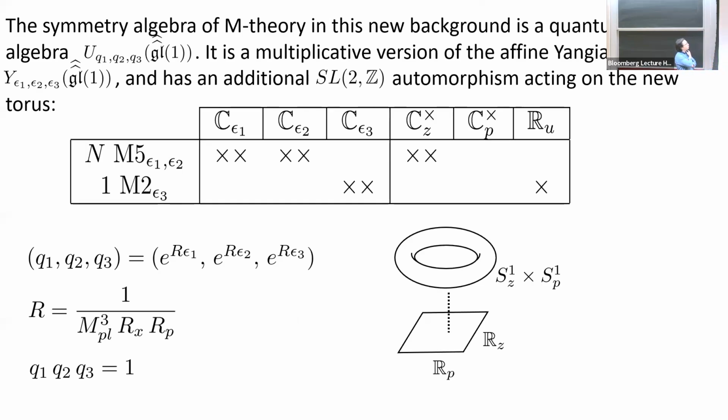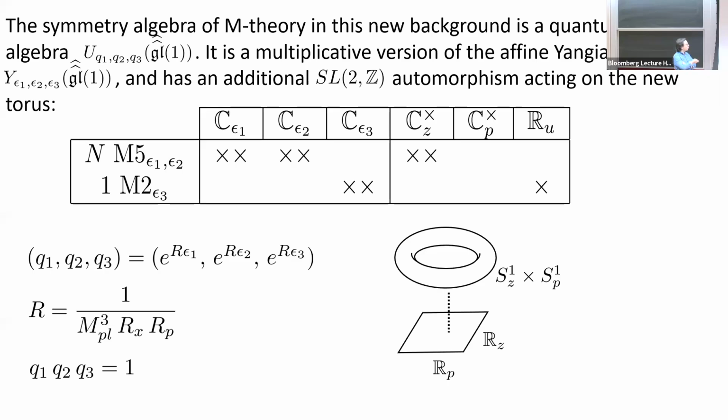So the symmetry algebra of M theory in this new background is now called a quantum toroidal algebra. Again, it depends on the same three parameters. All I'm going to do is write them in this multiplicative notation, where the epsilons are all here. The product of all q's is 1. That's the same as saying the sum of the epsilons is 0.